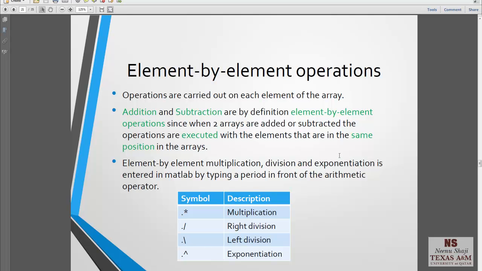Element by element operations. Operations are carried out on each element of the array. Now, addition and subtraction are by definition element by element operations, since when two arrays are added or subtracted, the operations are executed with the elements that are in the same position in the arrays. Element by element multiplication, division, and exponentiation is entered in Matlab by typing a period in front of the arithmetic operator.